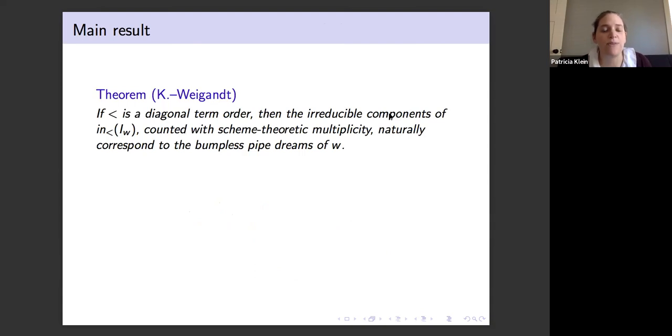So my theorem with Anna is that if we take any diagonal term order, then the irreducible components of the initial ideal, counted with scheme-theoretic multiplicity, naturally correspond to the bumpless pipe dreams of w.